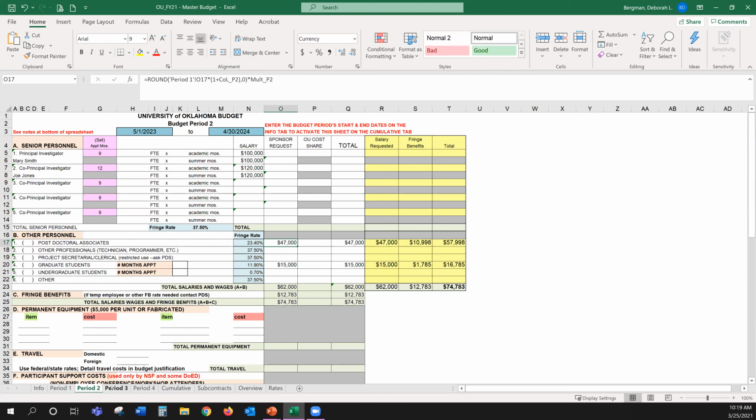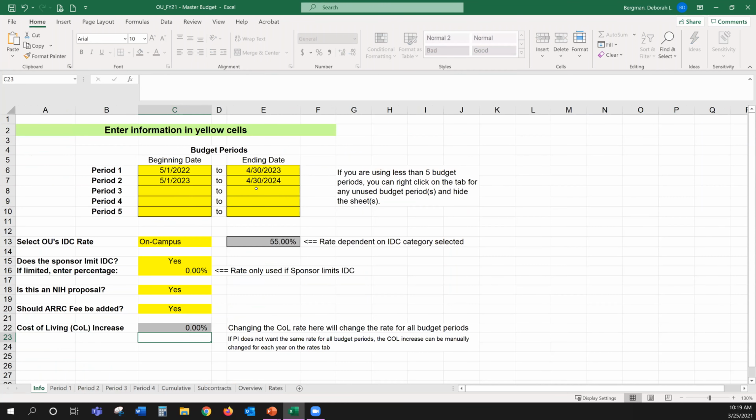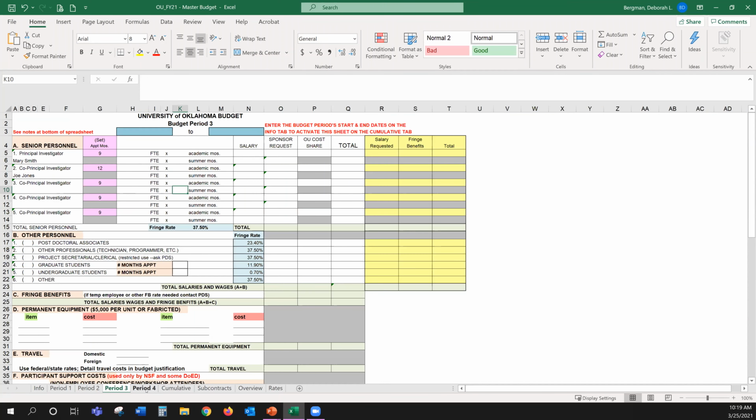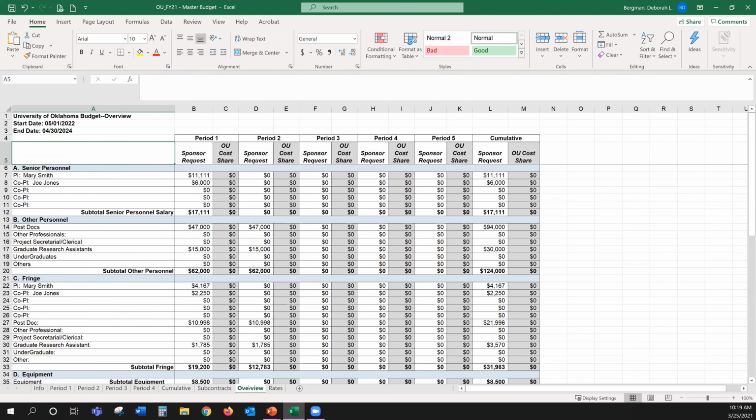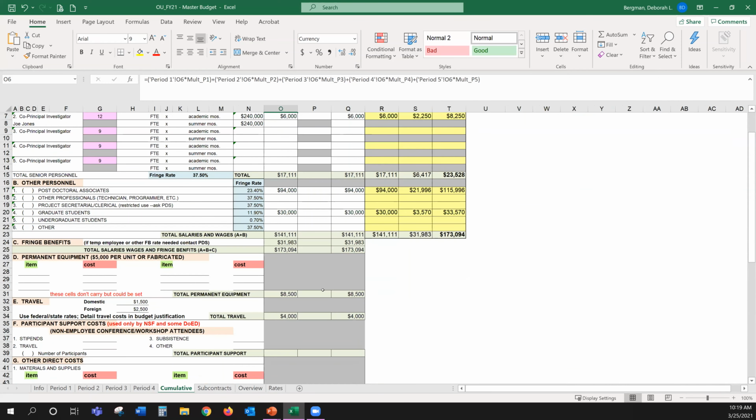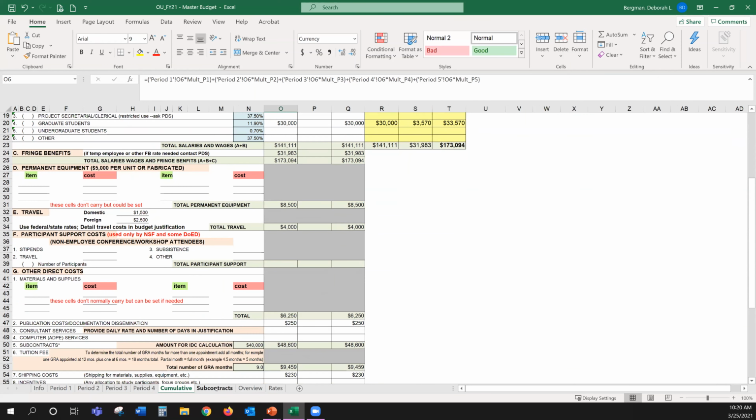You can see that in year 3, we have nothing because we didn't activate that year on the budget info tab. So only the years that the info tab is activated for will any information show up. Year 3 and year 4 include nothing. When you get to the cumulative tab, it's showing us everything from 1 and 2. The overview tab shows everything by year, all the different categories for each year, whereas the cumulative is just showing everything by category. It's just the overall for the whole 5 years.